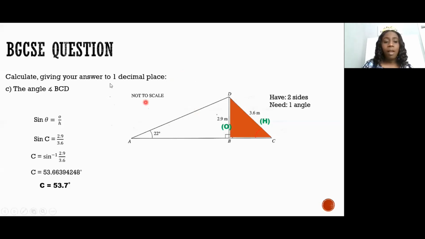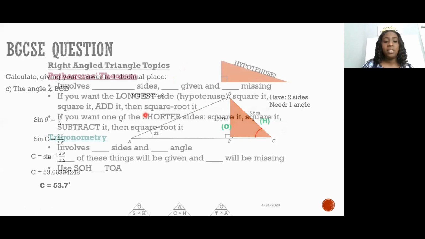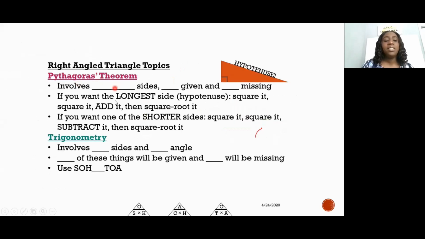All right? So let's wrap up this. All right, so you're going to answer me in the chat quickly. Pythagorean theorem, Pythagoras' theorem involves blank sides. Blank is given and blank is missing. Pythagorean theorem involves how many sides? Good, Deontay. Good, Eric. How many sides altogether? 3 sides. It's just 3 sides. How many sides are given? Good. And how much is missing?